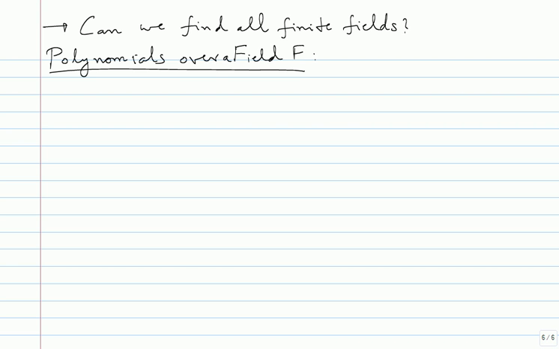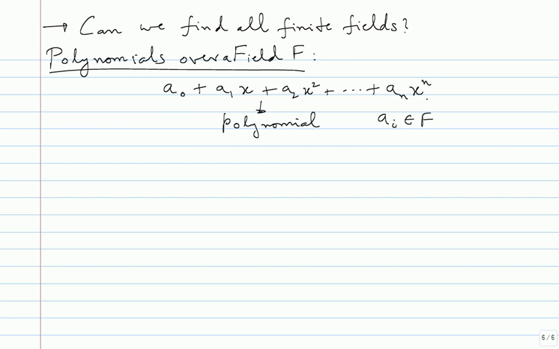As long as you have a field and polynomials with coefficients from the field, most of the things you naturally expect for polynomials with real coefficients will carry over. What do we mean by a polynomial? In general, a polynomial is denoted a0 plus a1x plus a2x squared and so on, till some degree, say an x to the power n. This is a classic polynomial. And if these coefficients come from F, this is a polynomial over F.